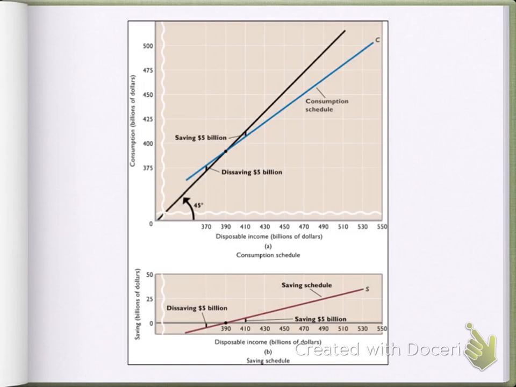You can see equilibrium is at 390. Anything to the right of that, say at 410, you can see that there's savings of $5 billion. And it's where the savings schedule here shows that as incomes increase, so do your savings. So anything to the right here, this is all savings. And to the left, savings down there in yellow.